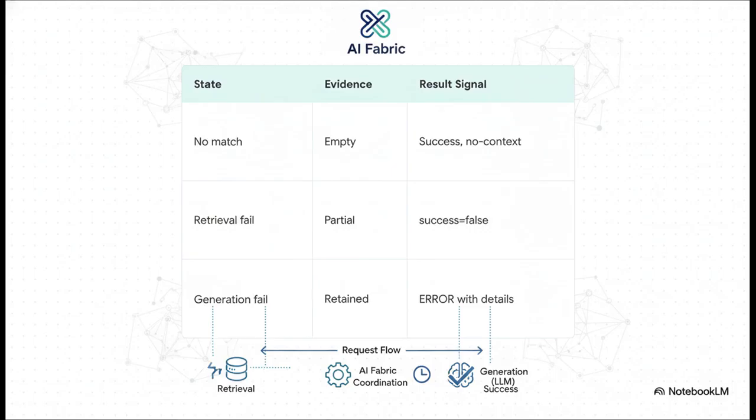Think about it. A successful search with 0 matches is fundamentally different from a retrieval provider outage, and both of those are entirely different from a generation failure where the LLM just times out after the evidence was already retrieved. AI Fabric handles all of these as distinct, trackable states. Please, do not add some canned answer that makes a provider failure look like a grounded success.